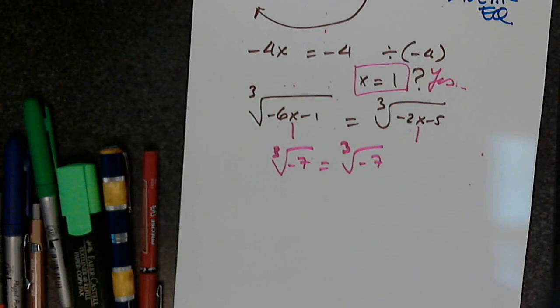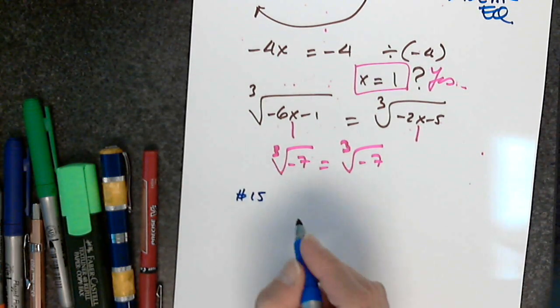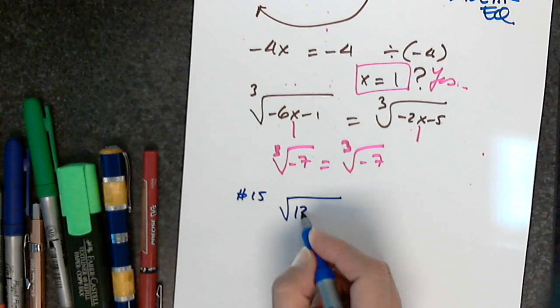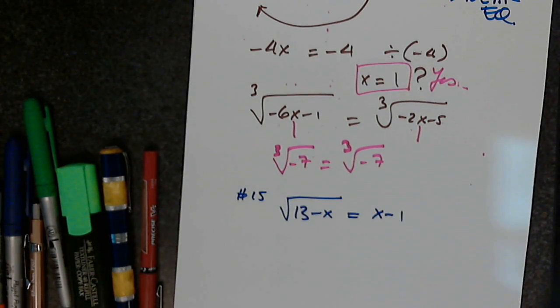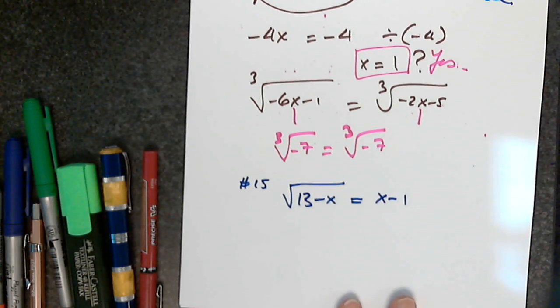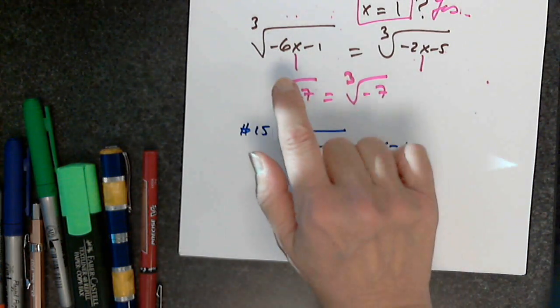Okay, let's look at 17. I don't remember if we did 17. You can stop me if you say yes, we did 17. Or let's do 15. For sure, we didn't do 15. Okay, the square root of 13 minus x equals x minus 1. Any questions?